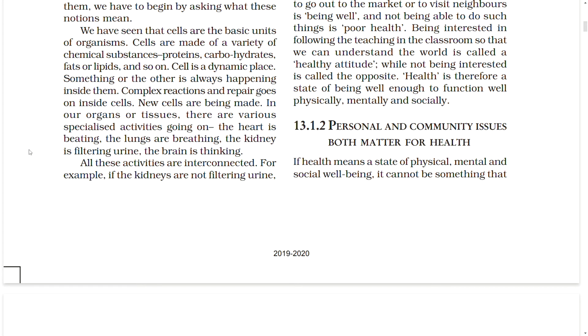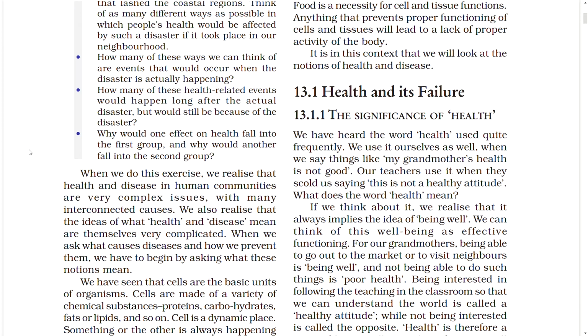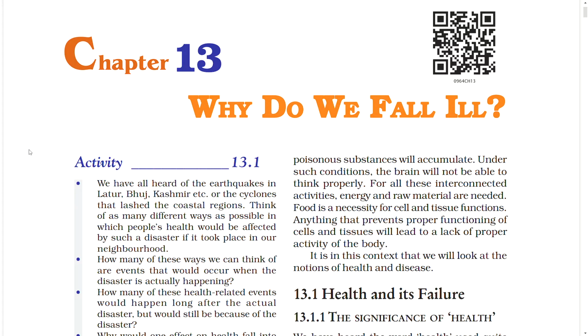All these activities are interconnected. For example, if the kidneys are not filtering urine, poisonous substances will accumulate. Under such conditions, the brain will not be able to think properly. For all these interconnected activities, energy and raw materials are needed. Food is a necessity for cell and tissue functions. Anything that prevents proper functioning of cells and tissues will lead to a lack of proper activity of the body. It is in this context that we will look at the notions of health and disease.